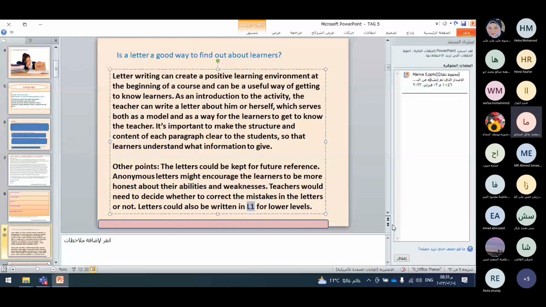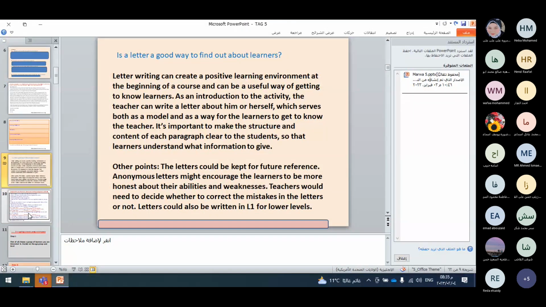The mother tongue, the first language. For example, here in Egypt, it would be Arabic. So they can write the letter in Arabic and deliver it to me, whether they write their names or they don't write them and the letters become anonymous. Okay, wonderful passage here. I have something for you.